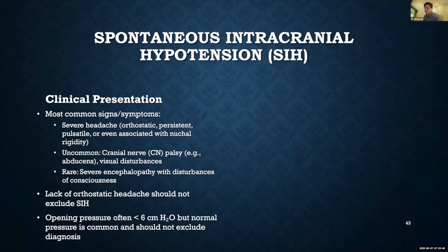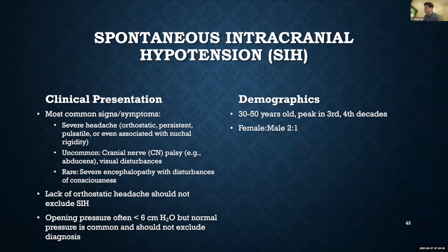And opening pressure, although it could be low, a lot of times is normal. So you can't use that as a criteria either. Interestingly enough, most of these patients have similar demographics to idiopathic intracranial hypertension: usually younger adults, and also a greater female to male ratio. It's also associated with some connective tissue disorders. It's thought that they have an increased risk of CSF leak through a congenitally weakened dura.